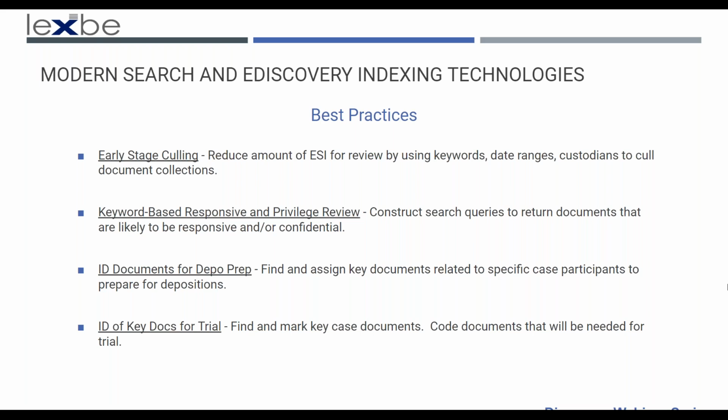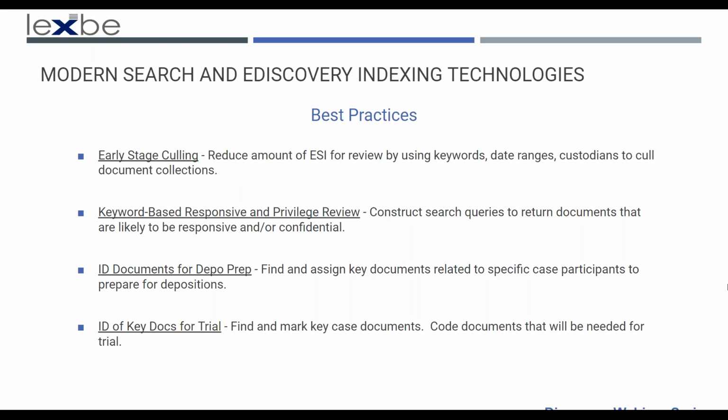When you identify your key docs for trial, you can also do this at the same time you're doing your early stage culling. You're going to know what the key documents are, your smoking guns. So you'd want to code those that will be needed for trial as well. And the more you can do on the front end, that sets you up for success later on down the line when your deadlines get closer together and the demands of your case are coming more rapidly.